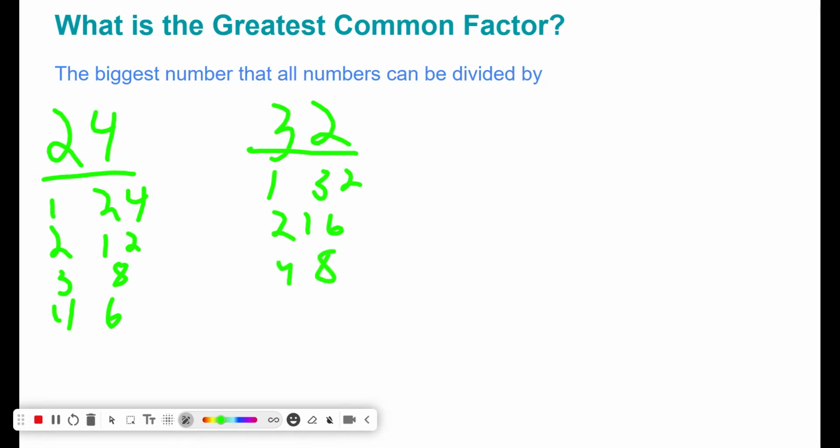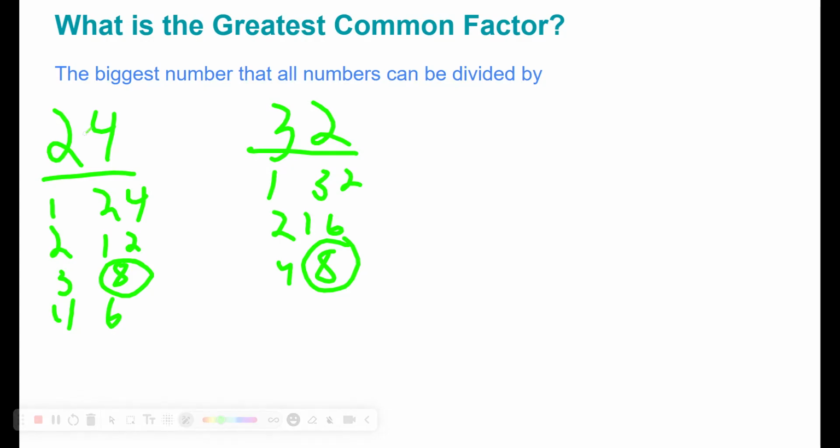All right, what's the biggest number that they all have in common? I see an 8 here and an 8 here. The greatest common factor of 24 and 32 would be 8.